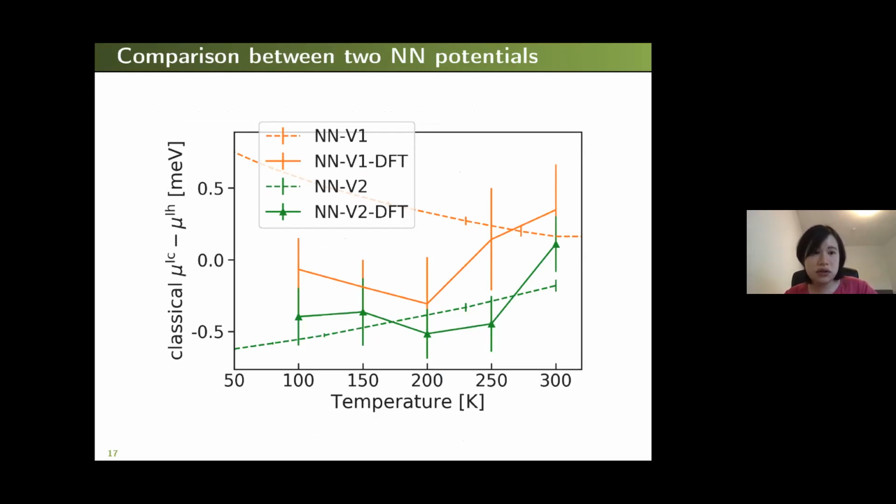And this is also a cautionary tale, because oftentimes people fit a machine learning potential for a given material and treat it as a sort of ab initio quality, but there will always be a small difference and there will always be a small error.